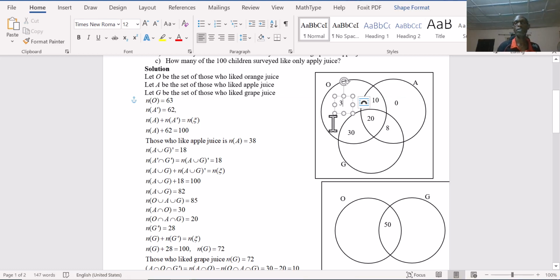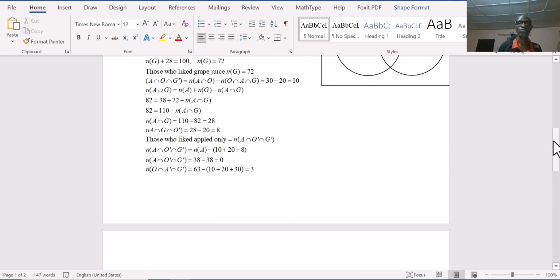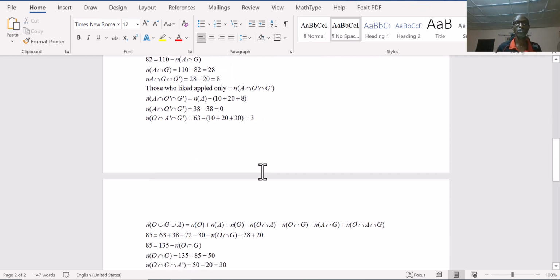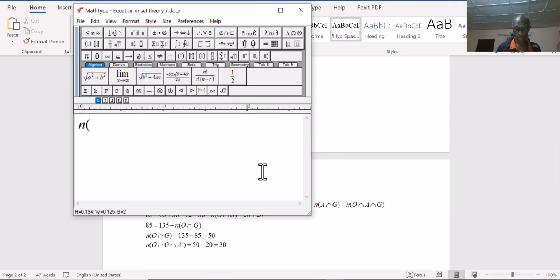So that's 3. Then this side also, for those who like only grape juice, I can also get that out. Those who like only grape juice. So let's get that out. G intersection O complement intersection A complement.